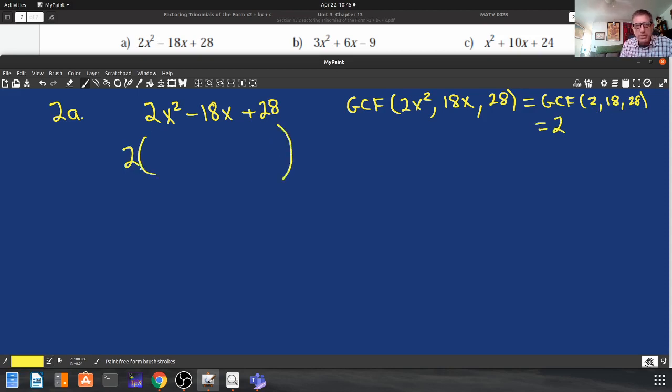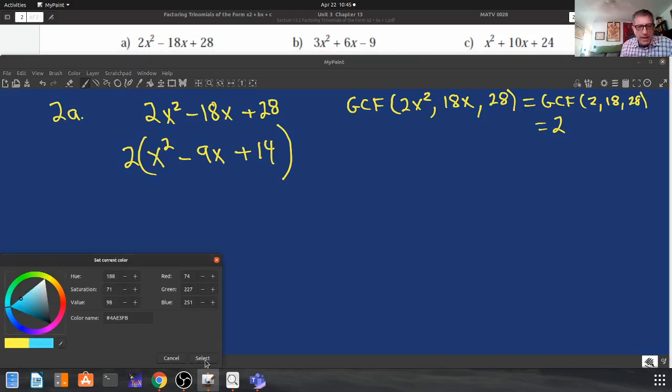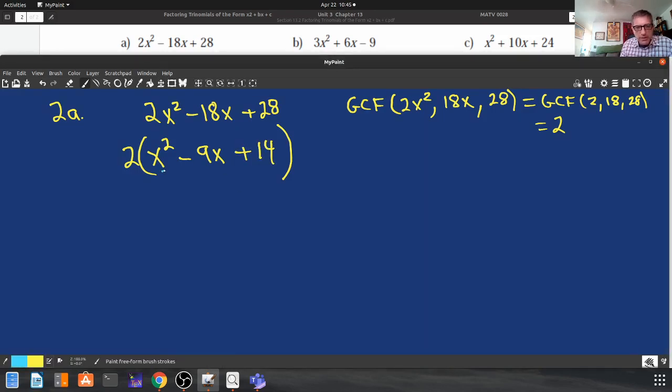So 2x squared divided by 2 leaves me an x squared. Minus 18x divided by 2 leaves me minus 9x. 28 divided by 2 is 14. So now if you'll observe, by factoring out the GCF, I now have a polynomial that I can deal with, because the polynomial in parentheses here has leading coefficient 1. So that's the polynomial we're going to try to factor.